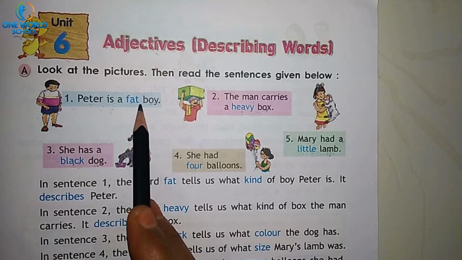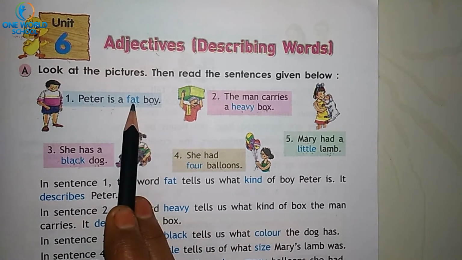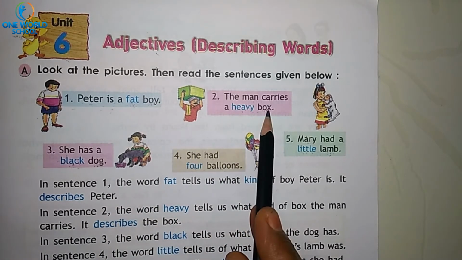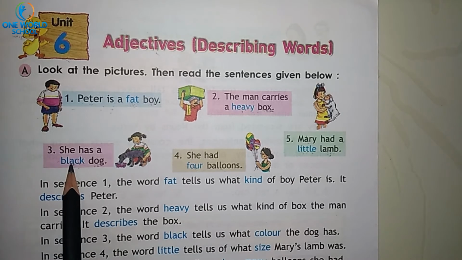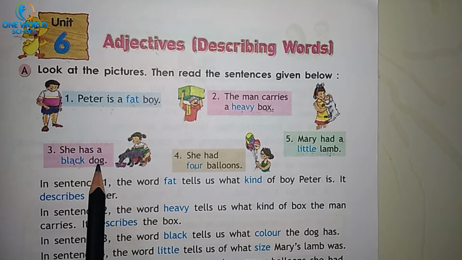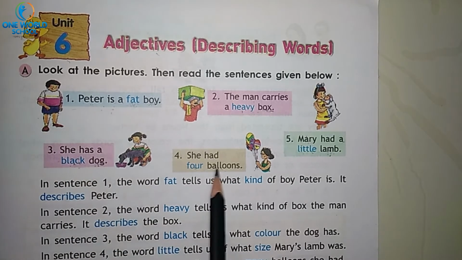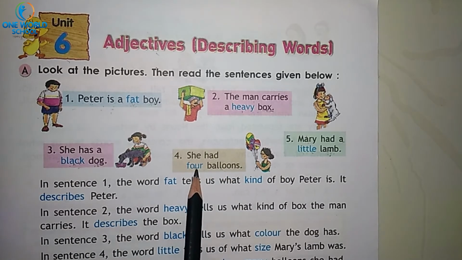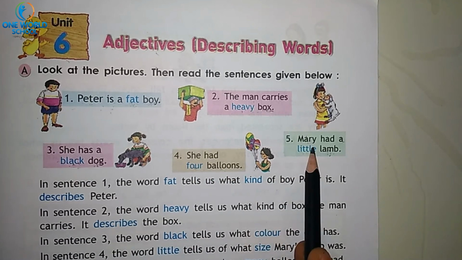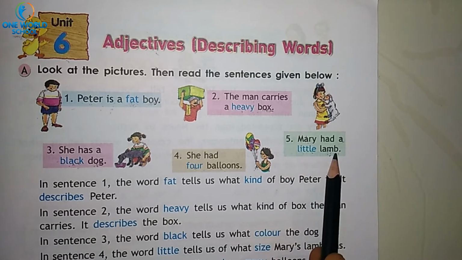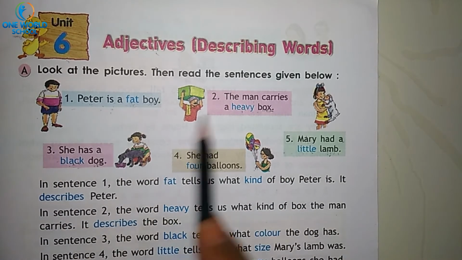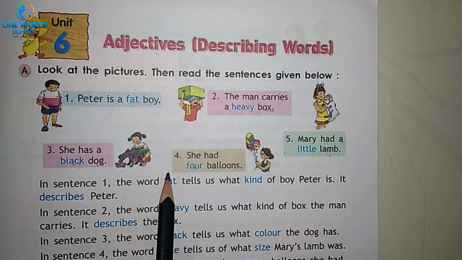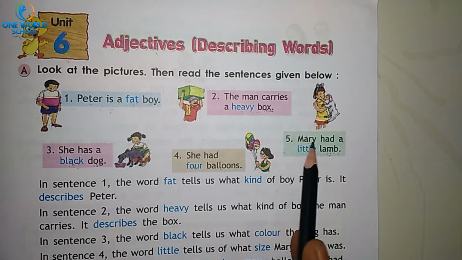What kind of boy? Fat boy. What kind of box? Heavy box. What is the color of the dog? Black dog. How many balloons? It's 4 balloons. What kind of lamb? It is a little lamb. So that's why these blue colored words are called describing words.